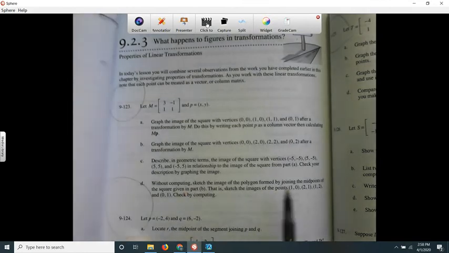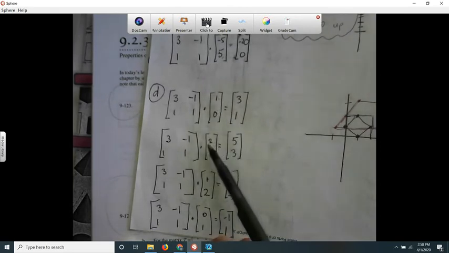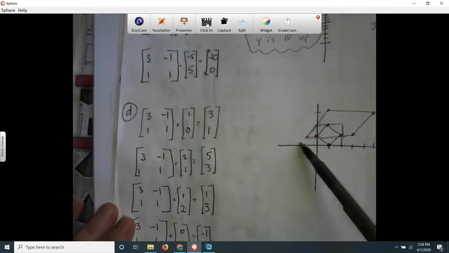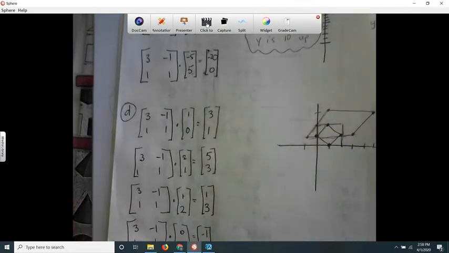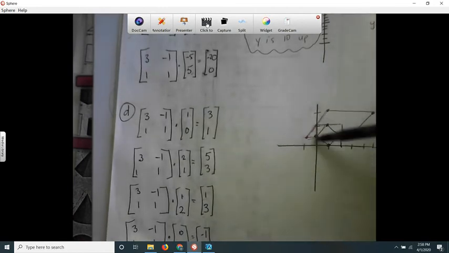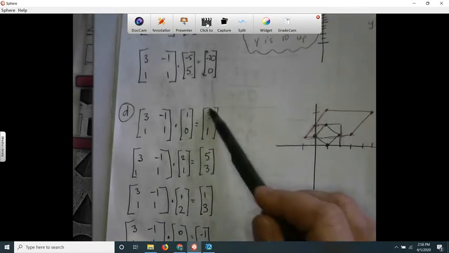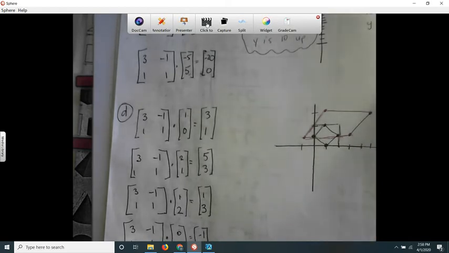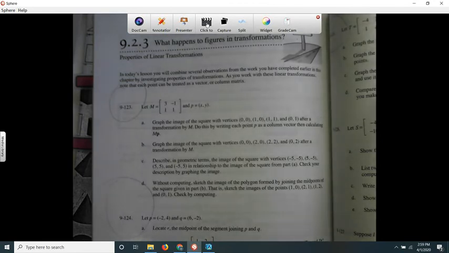They want me to just do the same thing I've been doing. Use this transformation matrix on all 4 of the points. These points right here are just the ordered pairs of this square that's formed by the midpoints of the 2 by 2 square. When I do that, I get the image. And the image, surprise, surprise, is another parallelogram. Then it asks me to check by computing. I guess I already did check it by computing it. So that's 9-123.